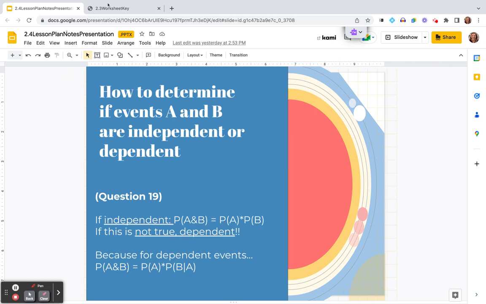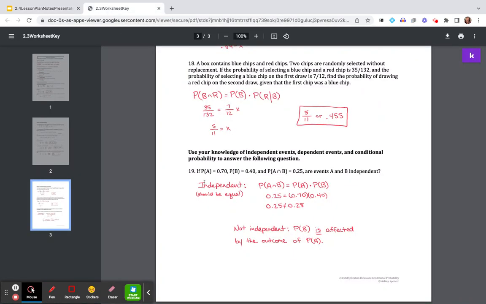And so what does this look like in a real life example? Let's go over to 19 on the worksheet. I'm looking at the answer key here, but let's walk through what we should do. Probability of A is 0.70. Probability of B is 0.40. If the probability of A and B is 0.25, are they independent?